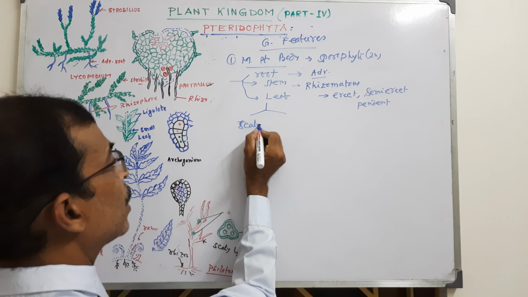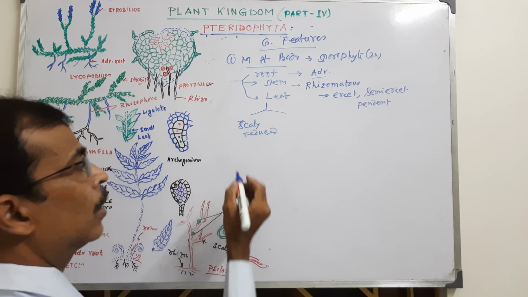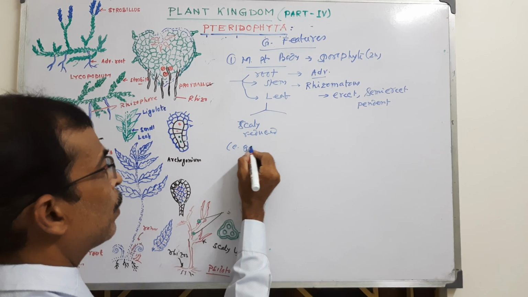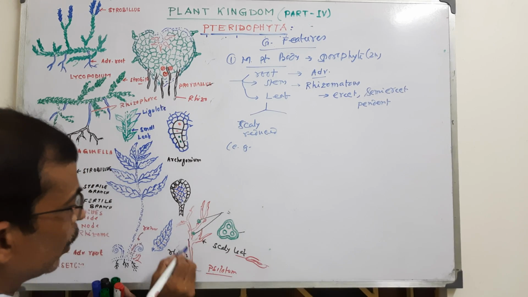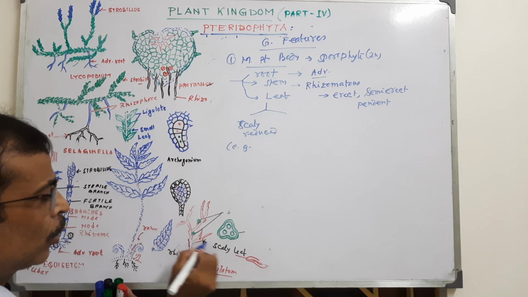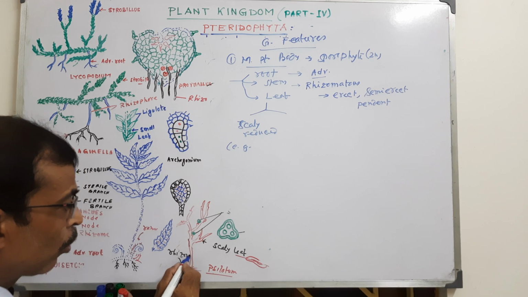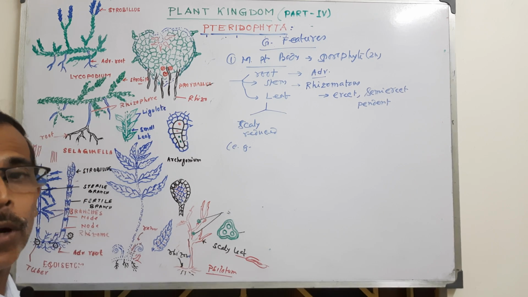First, the scaly reduced leaf in Xylotum, primitive. Look here, this is Xylotum, this is the leaf, scaly leaf, reduced. There is no vascular tissue here, and also in the rhizoid, there is no vascular tissue.